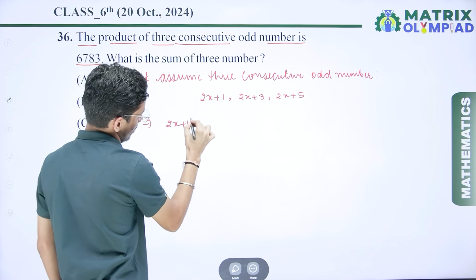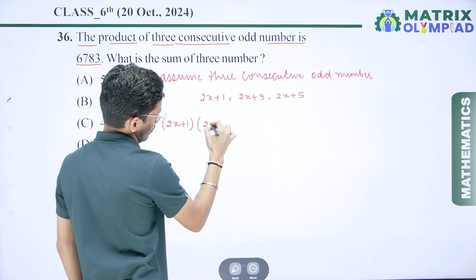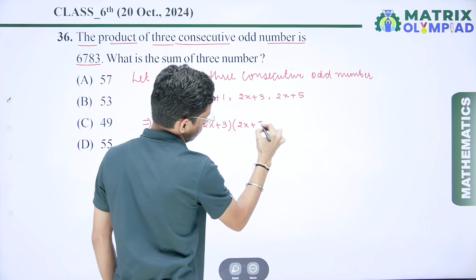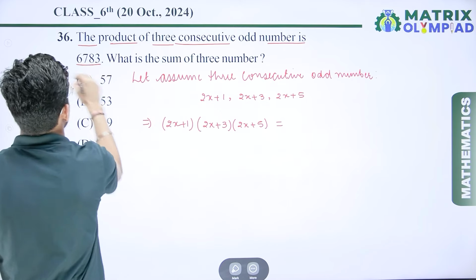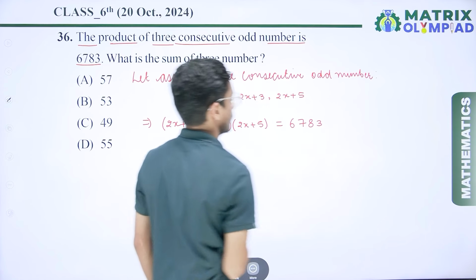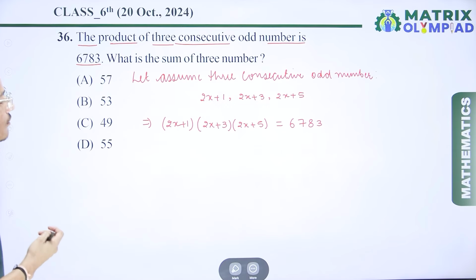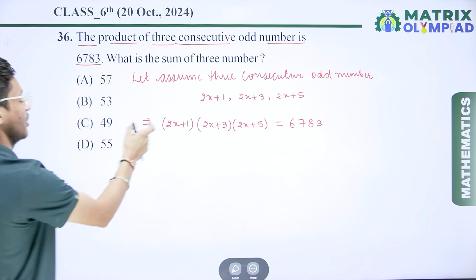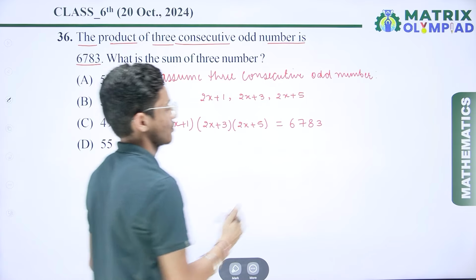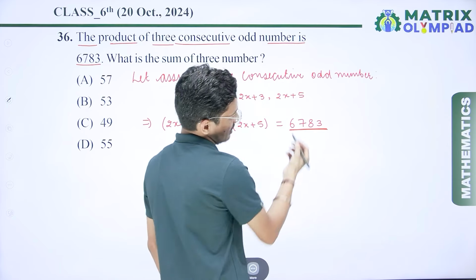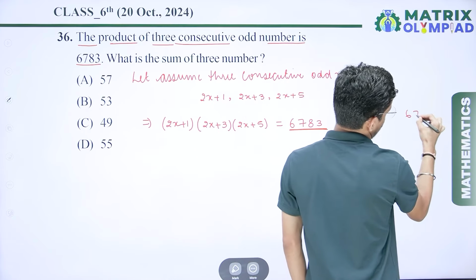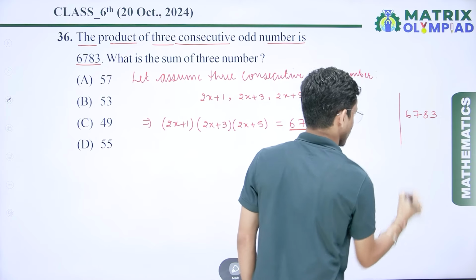So I can say that 2x plus 1, 2x plus 3, 2x plus 5 is equal to the product that we have been given, 6783. Now we have to find the value of x, and then we have to put the value of x in all these numbers and we can find the 3 consecutive odd numbers. So first we can find the factors of 6783. So using the prime factorization method, we have to find the factors of 6783.